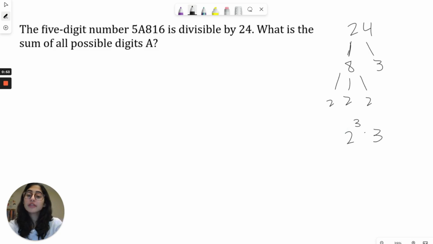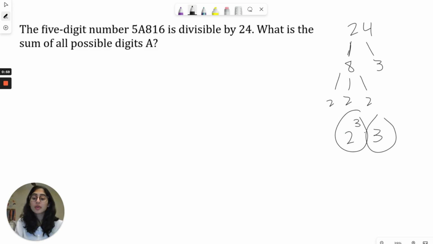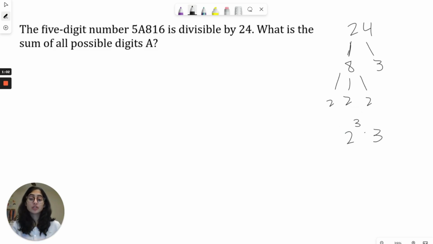So if 5A816 is divisible by 2 to the third, and also divisible by 3, that means it's divisible by 24. So how do we figure out if it's divisible by 2 to the third and also by 3? Well, 2 to the third is 8, and there's a really easy divisibility trick for 8. If the last 3 digits are divisible by 8, then the entire number is divisible by 8. In this case, the last 3 digits are 816.